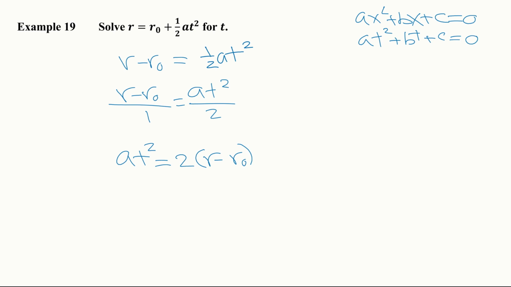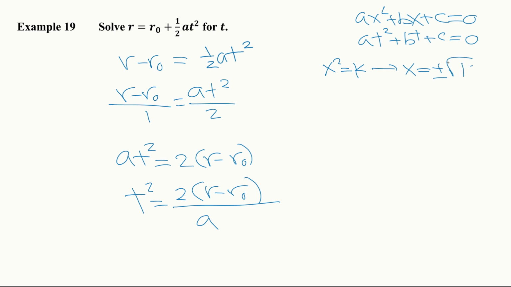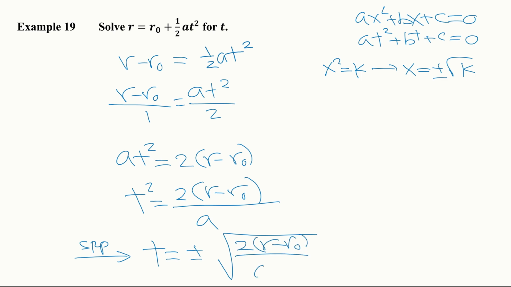Now, remember we're solving for t, so we go ahead and divide both sides by a, so we get t squared equals 2 times (r minus r0) over a. Now we're ready to apply the square root property. So we get x squared equals k implies x equals plus or minus square root of k. So by the square root property, t equals plus or minus square root of 2 times (r minus r0) over a.